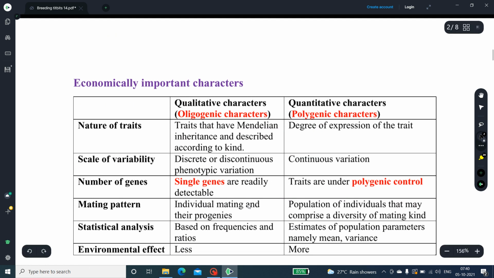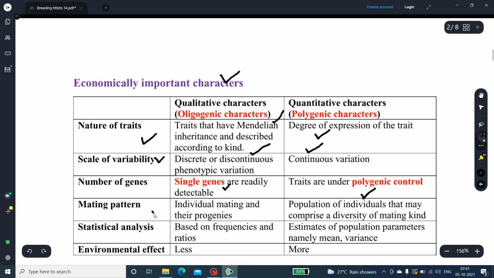Now we will see the actual differences between the qualitative characters and quantitative characters for some important characters. If you take the nature of traits, qualitative characters show Mendelian inheritance and are described according to kind, while quantitative characters are concerned with the degree of expression of the trait. With respect to scale of variability, qualitative characters have discrete or discontinuous phenotypic variation, while quantitative characters show continuous variation. The number of genes and single genes are readily detectable in qualitative characters, while polygenic control governs the traits in quantitative characters.